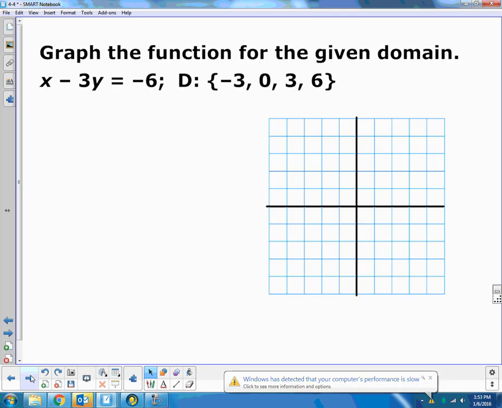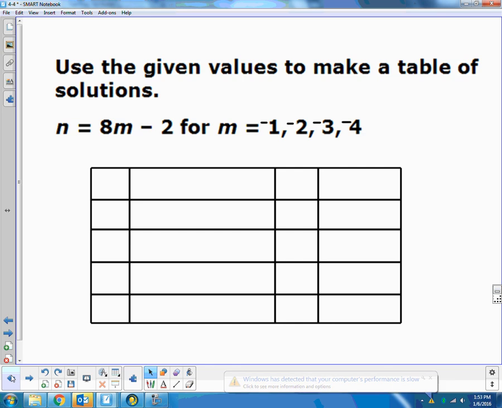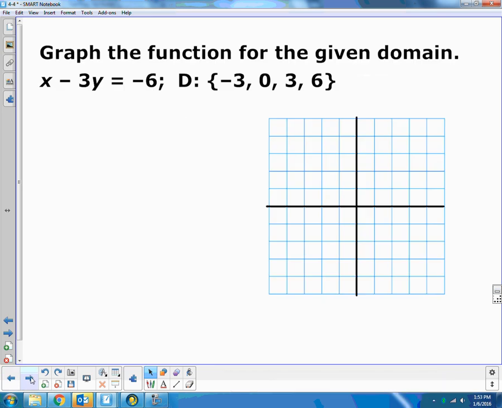Now that you've done that one, oops, excuse me, I skipped one, I think. Oh, no, I didn't. Never mind. Now you've done that one. We're gonna move on from that.